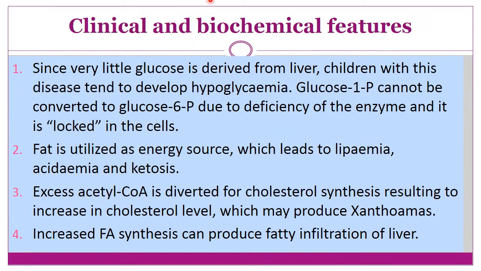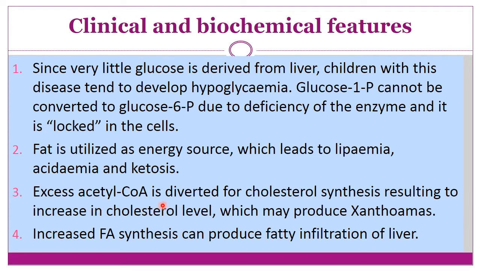Now the clinical and biochemical features of von Gierke's disease. Since very little glucose is released from the liver, children with this disease develop hypoglycemia. Because of the deficiency of this enzyme, glucose 6 phosphate cannot be converted into glucose, and it is locked in the cells. Fat is utilized as an energy source, which leads to lipemia, acidemia and ketosis.